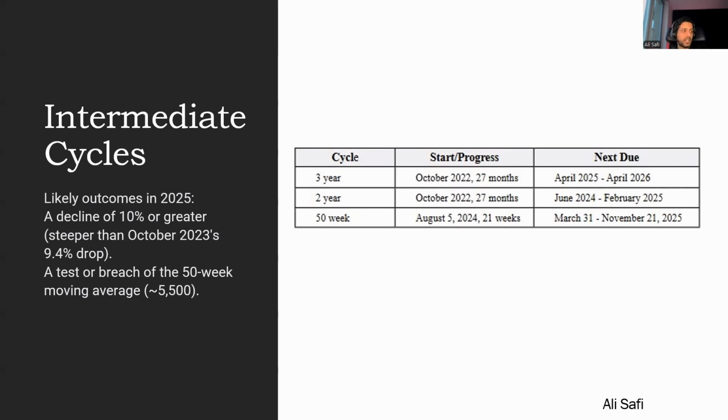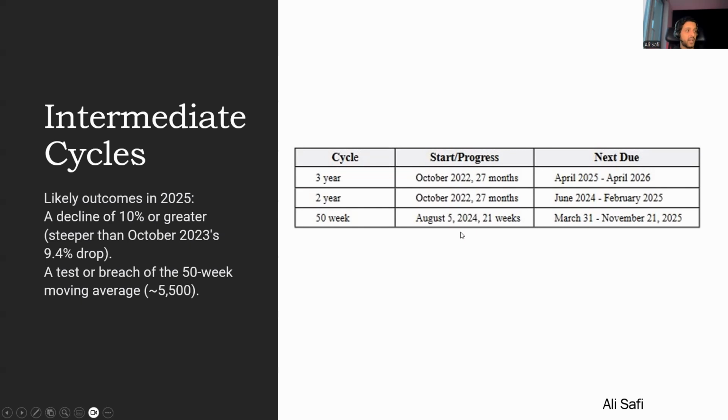The next one is the 2-year cycle, which just started in 2022. And as you see here, June 2024 is the window to February 2025. We had a good correction, however, in August. That was almost 10%. So if you say, hey Ali, you're saying June 2024 to February 2025, we just checked it in August, so we don't need another one. I would accept that. Potentially, that's going to be the August. Otherwise, in January, February, we should see a sharp decline coming. Okay, so that's going to be the sharp decline.